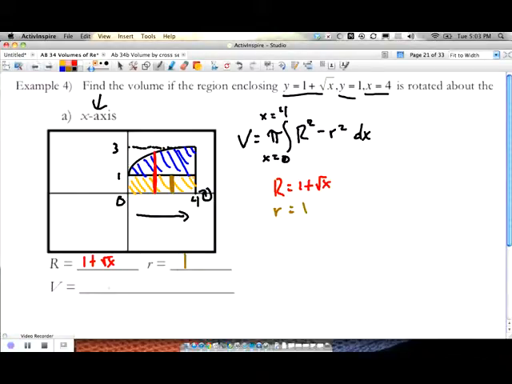So my actual integral then is going to be pi times the integral from 0 to 4 of (1 plus square root x) quantity squared, minus 1 squared, dx. And there we go. That's part A.